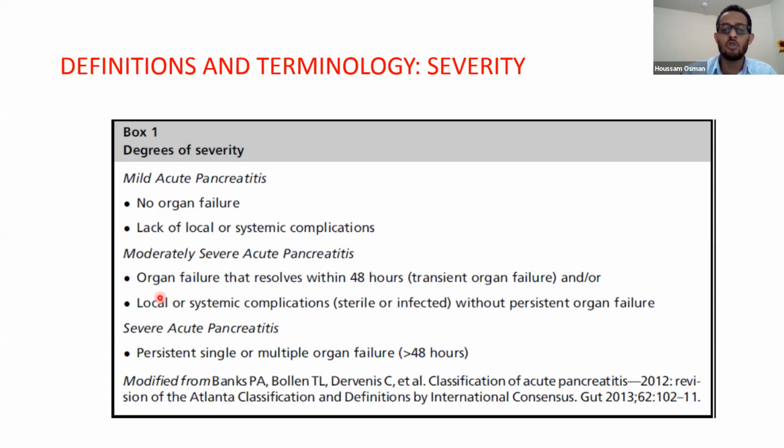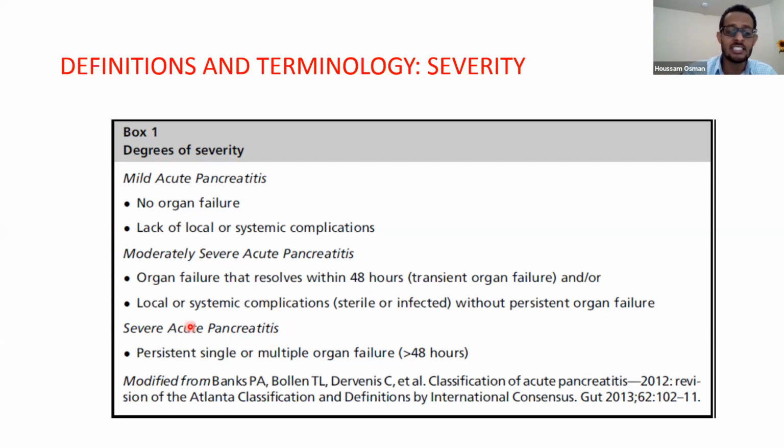These are the patients who come with organ failure that resolves within 48 hours. So it's a transient organ failure and or local or systemic complication. Infection, pleural effusion, any systemic or local complication, bleeding, we call them moderately severe acute pancreatitis.